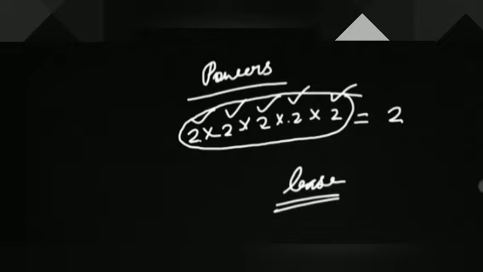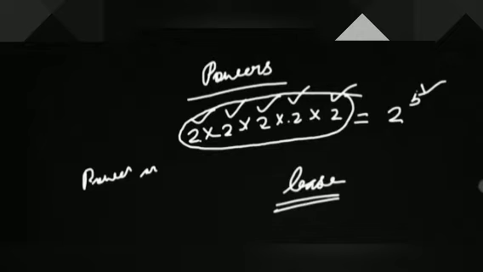And that 5 has to be written above. The size of that 5 should be small. 2 is multiplied 5 times, and 5 has to be written above, and the size of that 5 should be smaller than that of 2, isn't it? And this 5 is known as what? Yes, this 5 is known as power or exponent or index, isn't it?